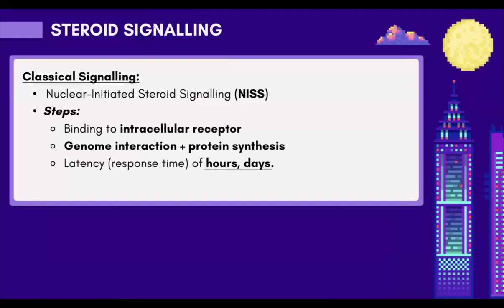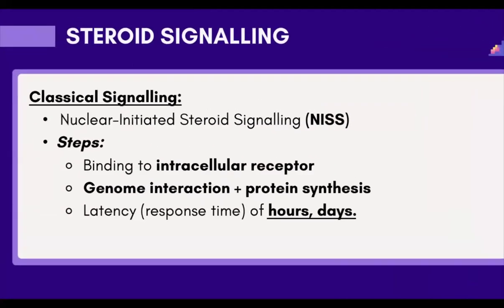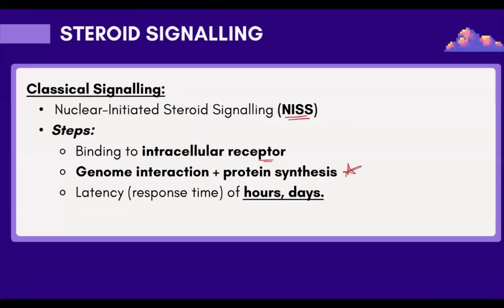We have something called classical signaling and we have something called rapid signaling. For classical signaling, it's called NISS, nuclear initiated steroid signaling, and as the name suggests, it's occurring in the nucleus, and that's what we just learned, the basic pathway. They bind to an intracellular receptor and they go in and they interact with the DNA and they have protein synthesis occurring, and this takes time. It can take hours or days, so it's long.